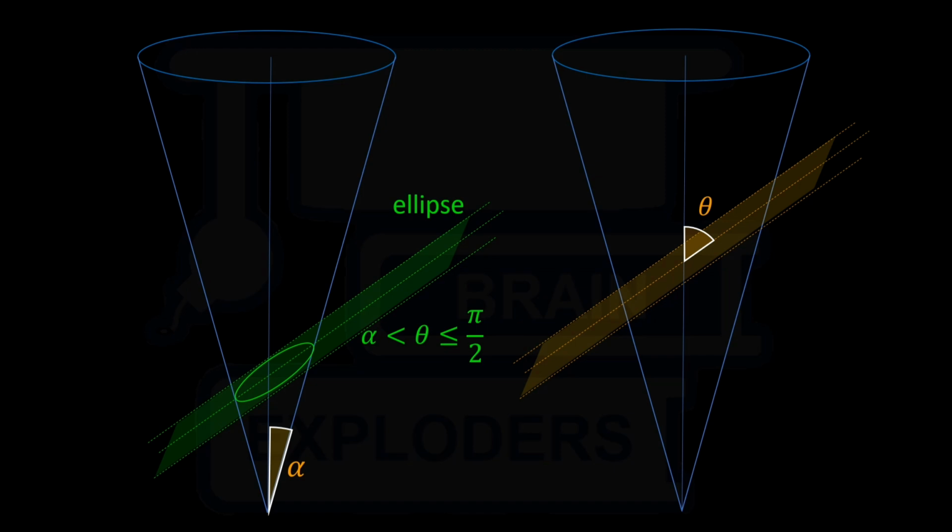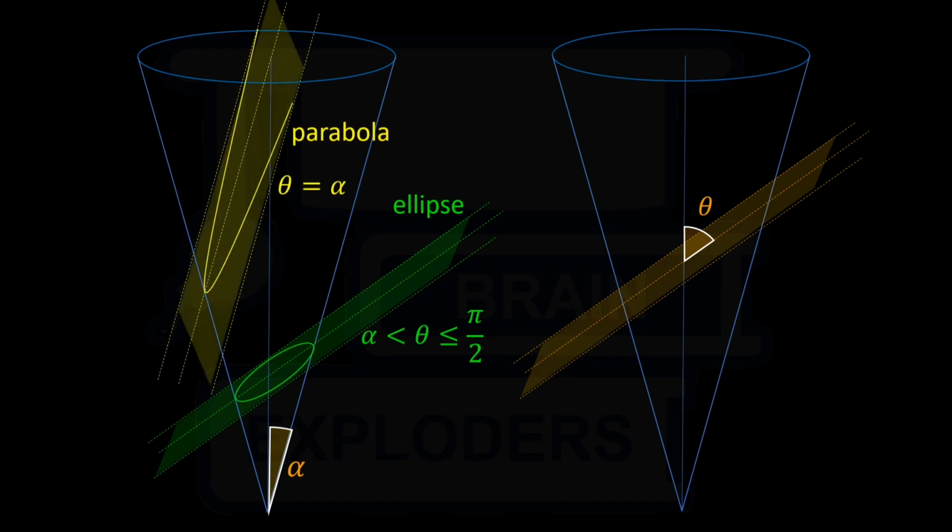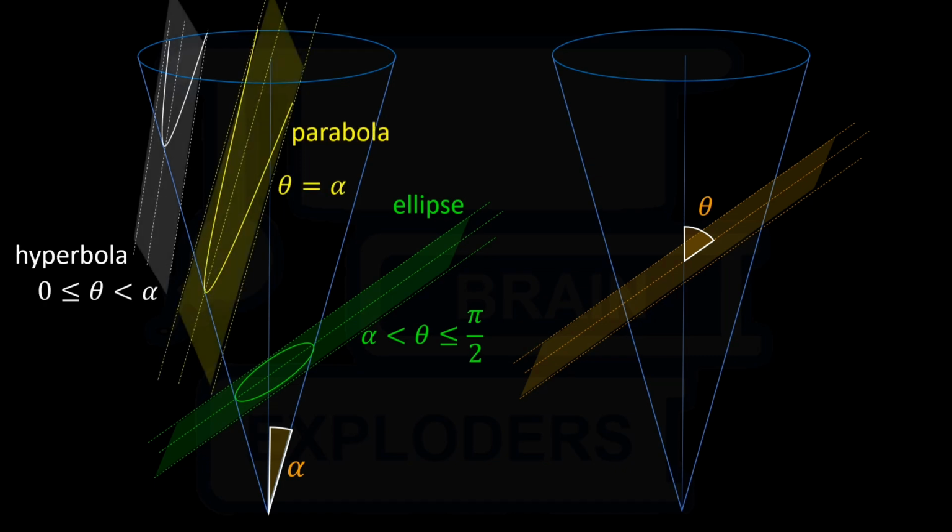In this case, if theta lies between alpha and pi by 2, the shape obtained is ellipse. If theta is equal to alpha, the shape obtained is parabola, and if theta lies between 0 and alpha, shape is hyperbola.